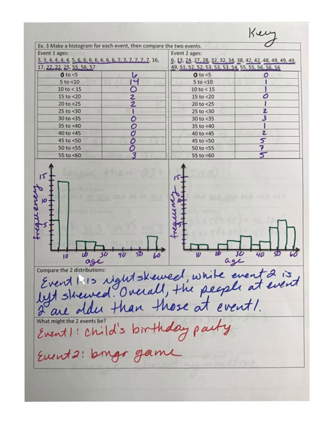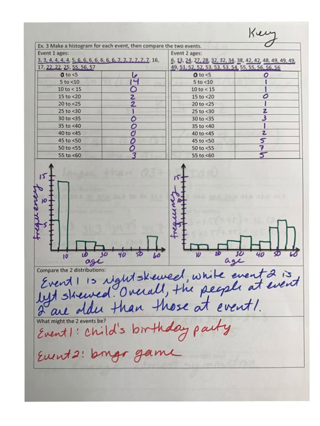All right, then it says to compare the two distributions. That doesn't mean describe them individually. To compare them, you have to actually talk about them in the same sentences. So I said event 1 is right skewed while event 2 is left skewed. Overall, the people at event 2 are older than those at event 1. In each sentence, we talk about both events and compare them to each other.